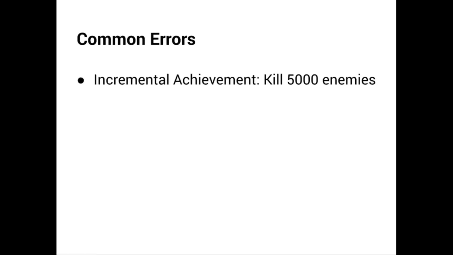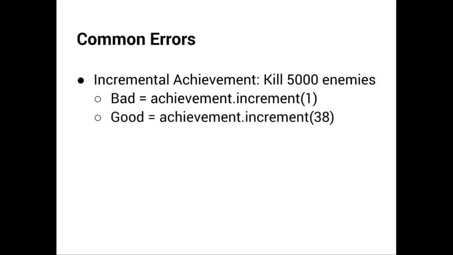That's kill 5,000 enemies. So the wrong way to do it, the bad way to do it, would be to make an achievement.increment call every time the player shoots an enemy. Let's assume this happens pretty often, and I'm shooting enemies left and right. You don't want to be making that increment call all the time. The best way to do it would be to wait until the end of a round, or wait until a few seconds have passed, or something like that, and then make an increment call based on the number of enemies I've killed up to that point. So at the end of a round, it says, oh look, you've killed 38 enemies. Then I can submit that increment call.